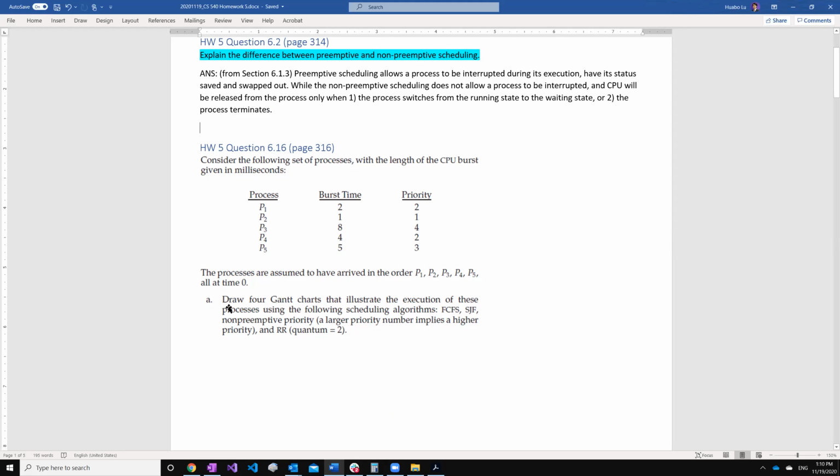Now it says draw 4 Gantt charts that illustrate the execution of these processes using the following scheduling algorithms: first come first serve, shortest job first, a non-preemptive priority where the larger priority number implies a higher priority, and RR with a quantum of 2. Now, I think this is a relatively easy question, and with good probability I will ask you something like that in the final exam, okay?